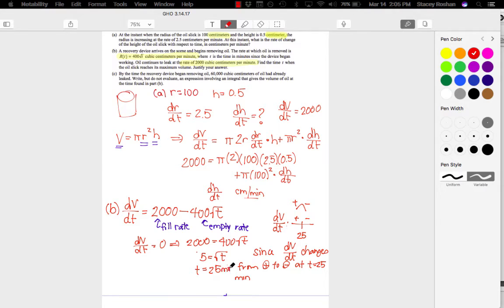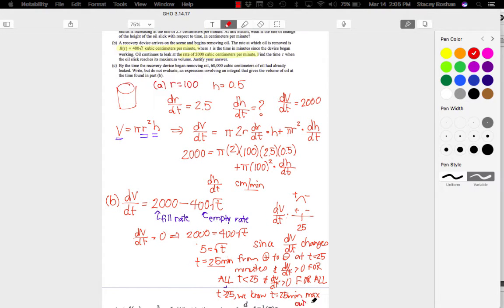And I should have put my units there. This is minutes, right? And if I want to say that it's the absolute maximum, remember, let me just write this for a second. Since dV dt changes from positive to negative at t equals 25 minutes, and dV dt is greater than 0 for all t less than 25, and dV dt is less than 0 for all t greater than 25, we know t equals 25 minutes maximizes our volume.